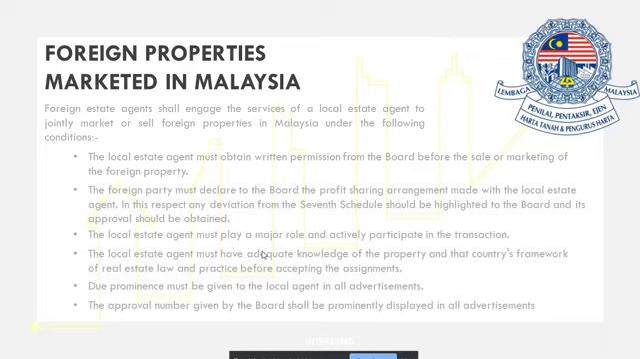Due prominence must be given to the local agent in all advertisement. Dan sekali ada approval number given by the board shall be prominently displayed in all advertisement. So nombor yang dikeluarkan oleh lembaga perlulah ditunjuk on advertisement.